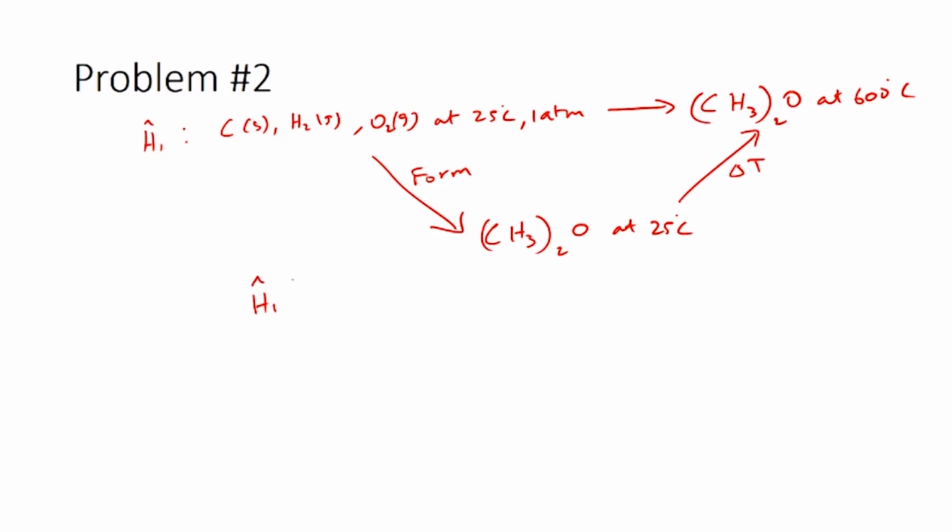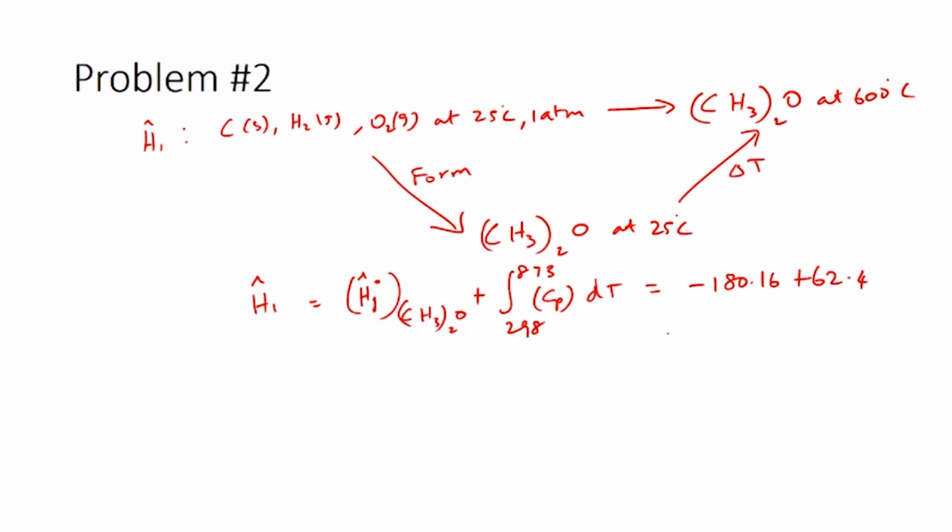So, this means H1 cap would be equal to the standard heat of formation for dimethyl ether plus integral 298 to 873 Cp of dimethyl ether dT. So, I am using 298 and 873 because the Cp value which has been given to us in the problem stated that the temperature used in the Cp value is in Kelvin. So, I am using the temperature value in Kelvin. If we were to substitute the values for heat of formation and the Cp values, we would actually get minus 180.16 plus 62.4, giving H1 cap as minus 118 kilojoules per mole. So, this is H1 cap.